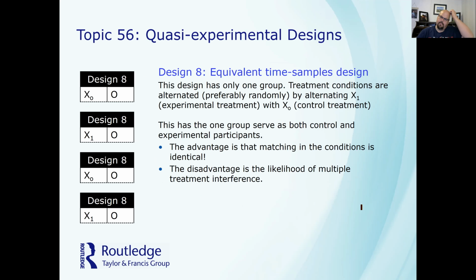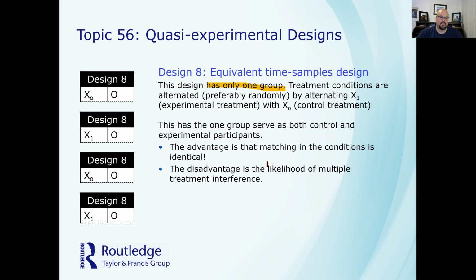There's also equivalent time samples. This design only has one group, and then the treatment conditions are altered randomly by altering the X. So there's treatment condition and control conditions and so on. This has one group serve as both the control and the experiment. So you do the experiment, you do the control, do an observation, do the experiment, do the observation, do the control, do the observation, do the experiment, do the observation. So you're going back and forth between these two conditions.